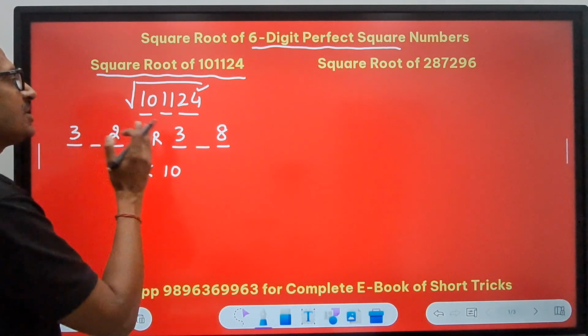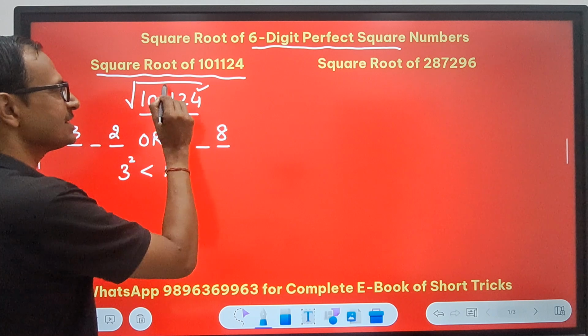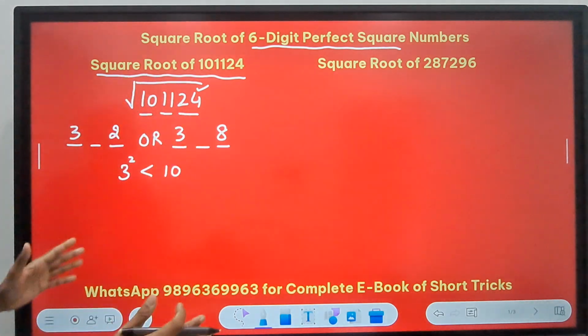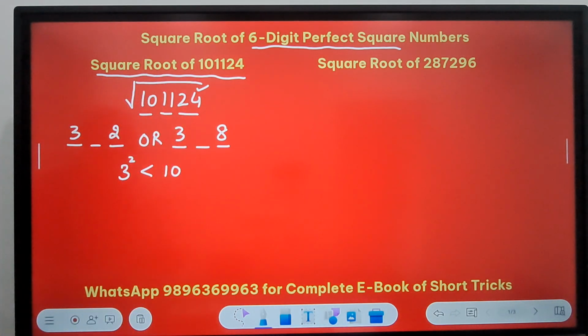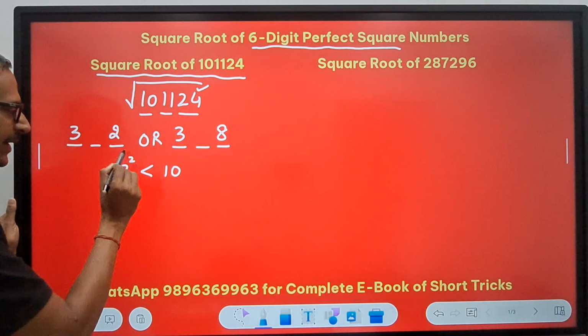Now come to the middle digit. For that, obviously I have to consider this 11. Now watch the important step, the most important step. This 3 square, right?